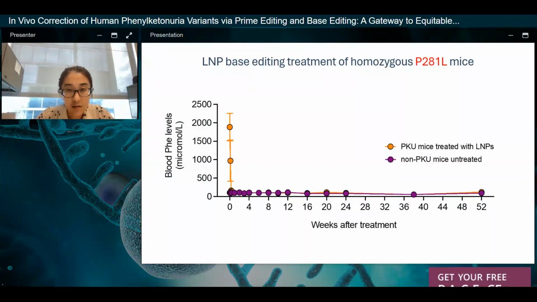These are the results from an ongoing long-term study where the normalization of Phe levels has been stable for more than a year so far. We fully expect that the effect will be durable and will represent a definitive treatment or even a cure for PKU in patients bearing at least one copy of this pathogenic variant.